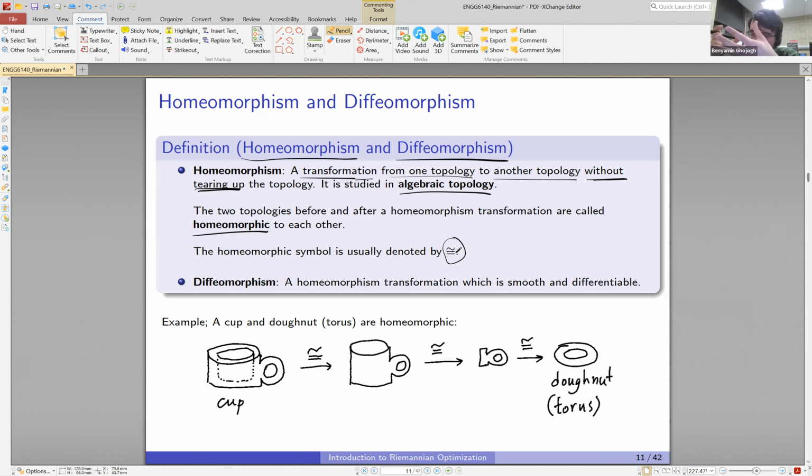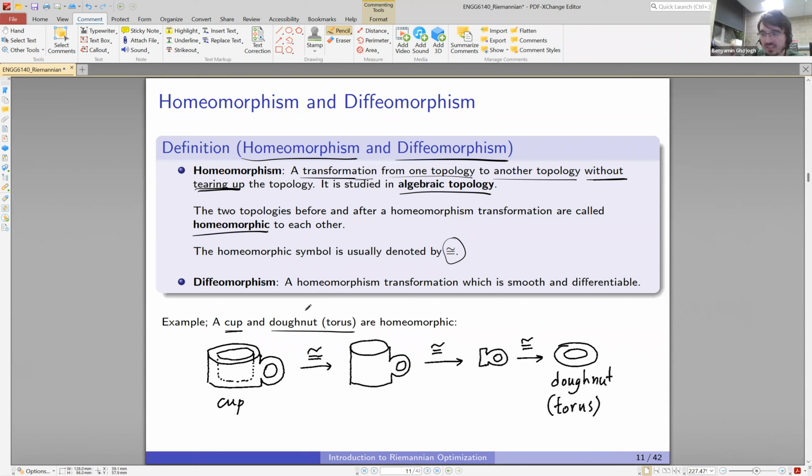So the topology before and after deformation without tearing up remains the same. They are equivalent. They are homeomorphic. A famous example is a cup and a donut or torus.